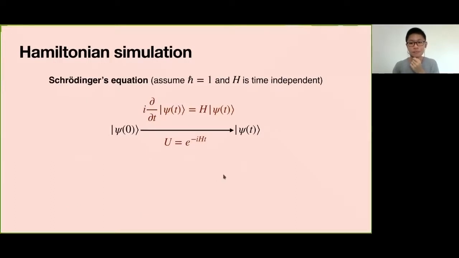Let's first have a brief look at the problem itself. The Hamiltonian simulation problem is to simulate the dynamics of a physical system according to the Schrodinger equation. Here we assume the Hamiltonian H that governs the system is time independent. And this is the Schrodinger equation that we all know. We start from an initial state psi(0), then evolve for time t to arrive at the state psi(t). The evolution unitary can be written as e^{-iHt}. Here we assume the Planck constant is one.